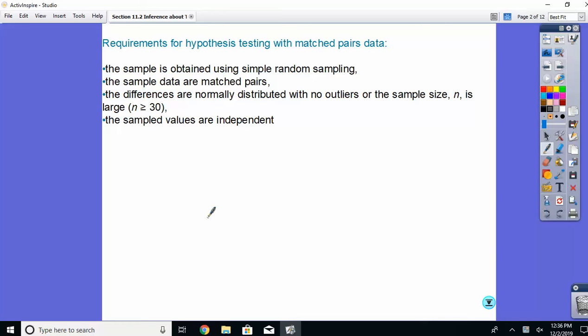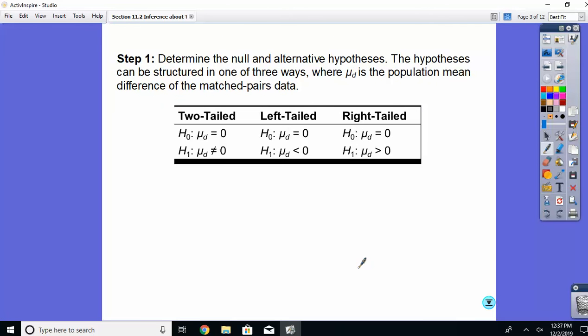We are looking at what's called matched pairs data. So all of our requirements are very similar. It has to be simple random sampling. We have to have normally distributed, no outliers. Since we're talking about our means, n has to be bigger than 30, independent samples. The only new requirement here, to use this strategy, is that you have to have matched pairs. So we have to have 2 sets of data that are related. We'll still do our null and alternative hypothesis.